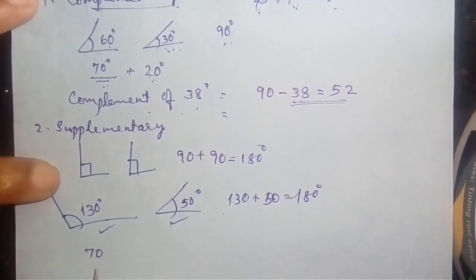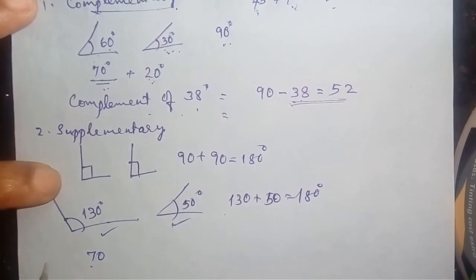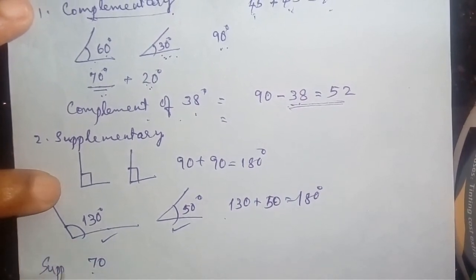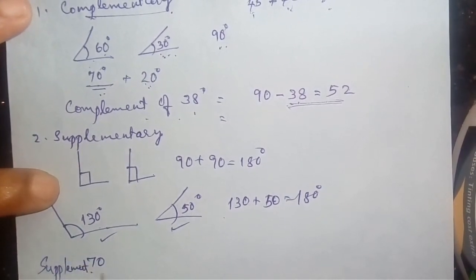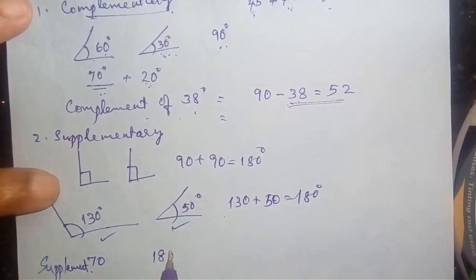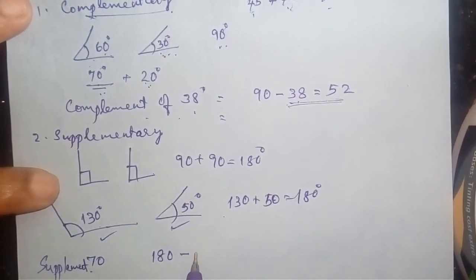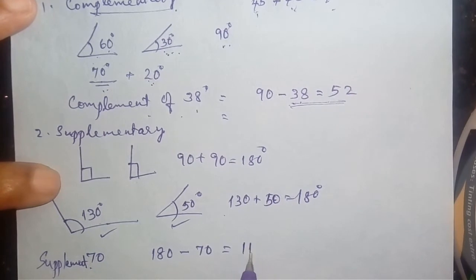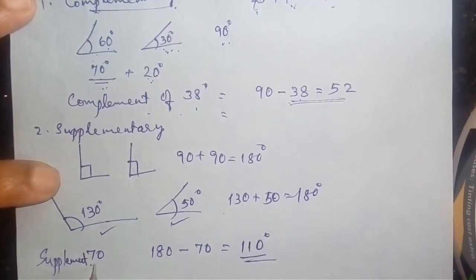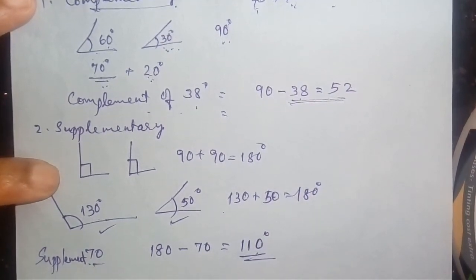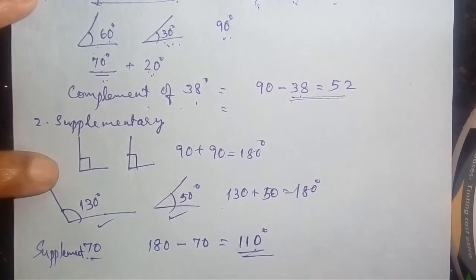Another pair, 70. What is the supplement of 70? How can we obtain it? We can subtract 70 from 180. 180 minus 70, which is equal to 110 degrees. So 110 and 70, they are the supplementary angles.